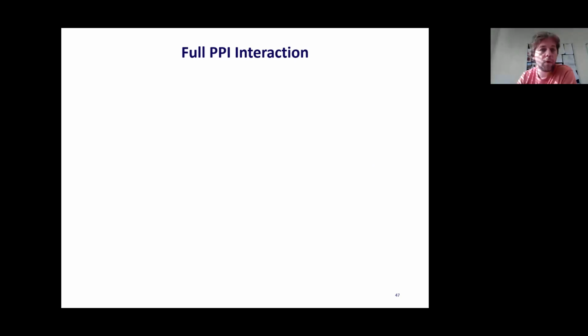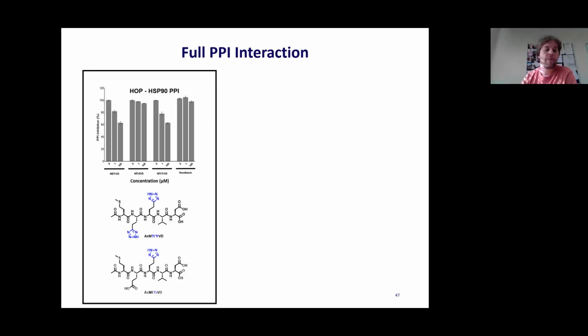So the first port of call was to look for full protein-protein interaction inhibition. So this is now full HOP at about 60 kilodaltons with full HSP90 at 90 kilodaltons. Peptide 2, which had the tetrazole in the second position, was not really active, but METVD, as we call it, and N-double-TVD were both shown to inhibit the full PPI in a dose-dependent manner. And this we felt was a remarkable result, because these are two huge biomacromolecules being prevented from coming together by a single 5-mer peptide, which is very targeted in where it binds.